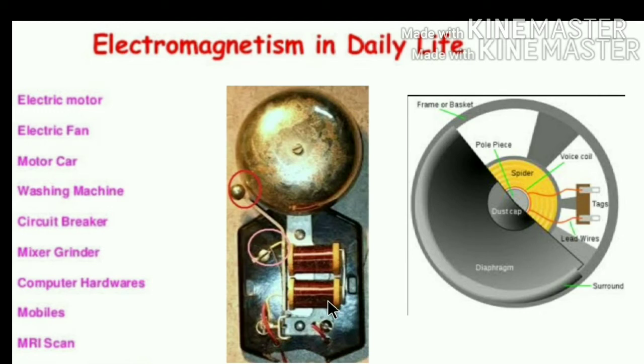Let's see the applications of electromagnetism in our daily life. Electromagnets are used in electric motors, electric fans, motor cars, washing machines, circuit breakers, mixer grinders, computer hardware, mobiles, and MRI scans. Here is the electric bell that we use in our home. Next to it are the speakers, and in speakers also an electromagnet is used.